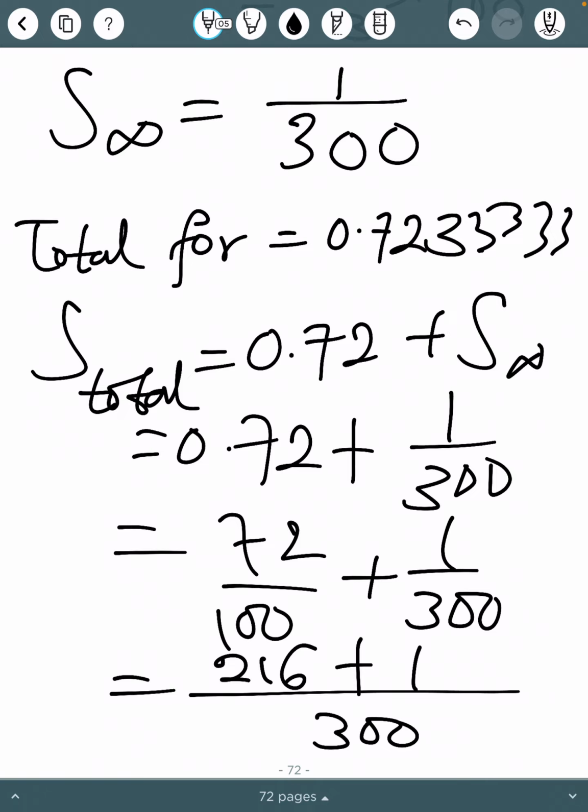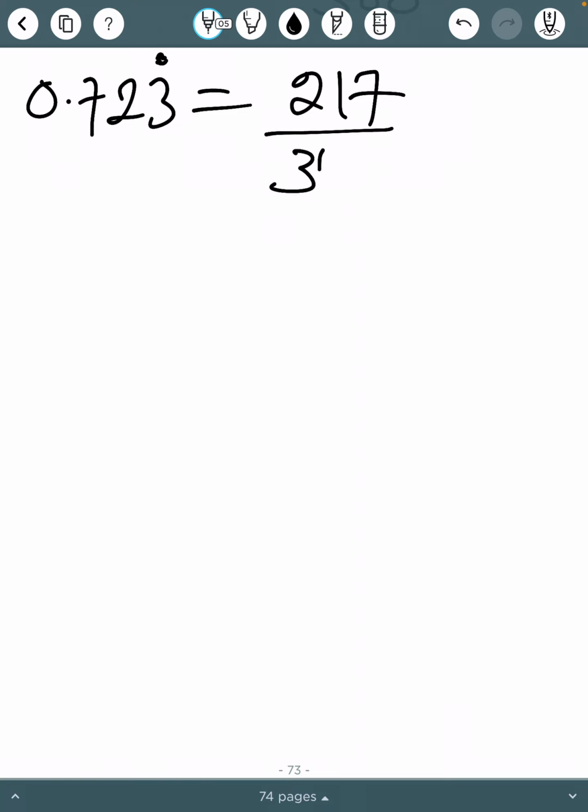So the value of 0.723 with dot on the 3, in the simplest form, will be 217 over 300. Can this be simplified further? No, I don't think so. So that will be the simplest form of my answer. Is that right? Yeah, good.